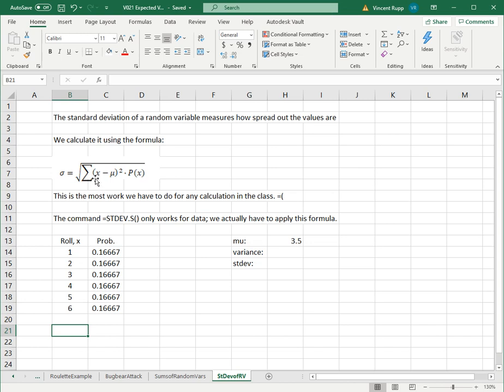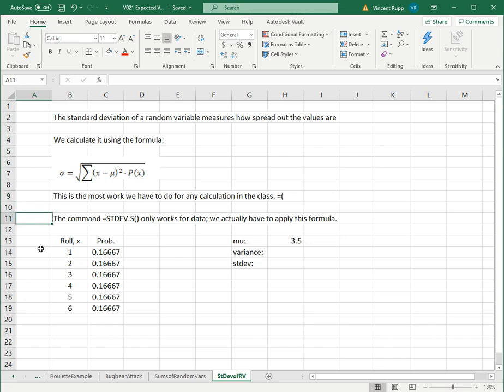Well, you're going to add up the x minus mu, the average, squared, times the probability. So you're going to do this calculation for every x value, then you'll add them all up, then you'll do the square root of that. And that is the most work we have to do for any calculation in this class. There's really no way to shortcut this.